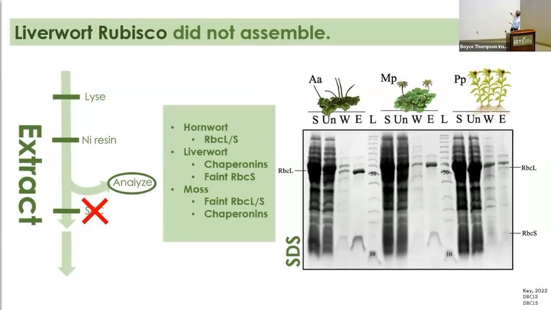If we're looking at liverwort, there seems to be a really thick band in the E column, but it's actually right around 60 kilodaltons, and that's the chaperonins. So not really much large subunit there. There is some, but it's really hard to see. And then down here, we do see some small subunit.